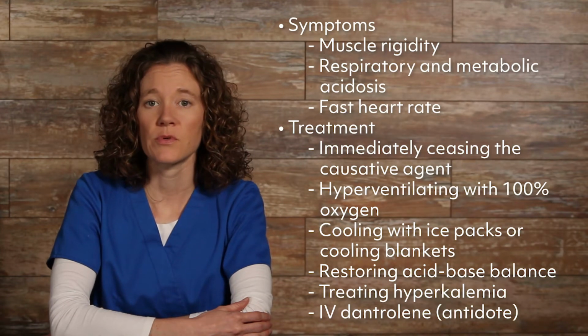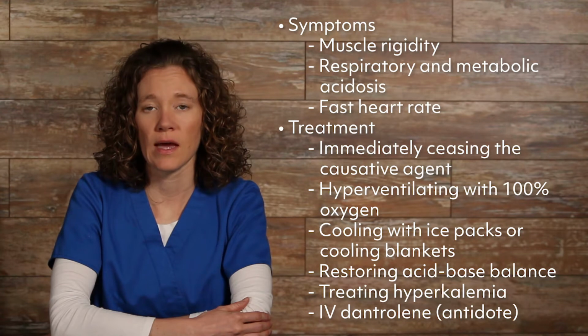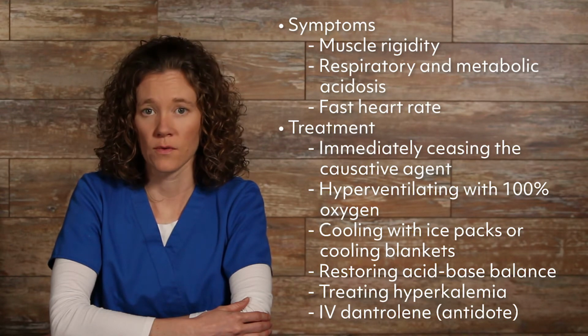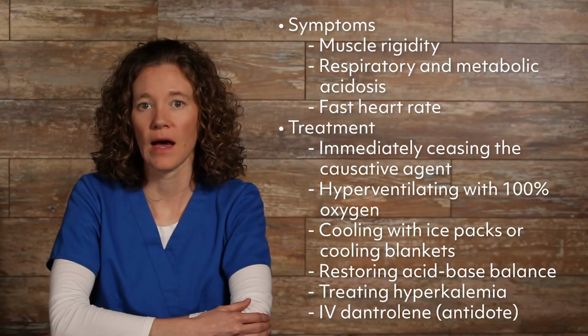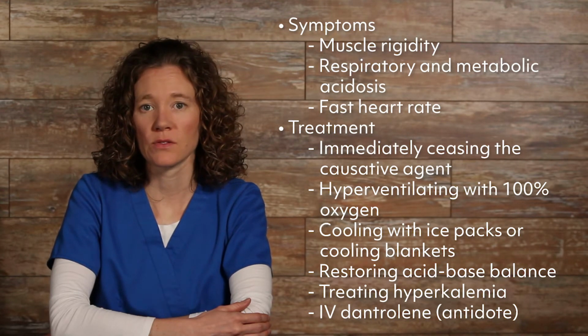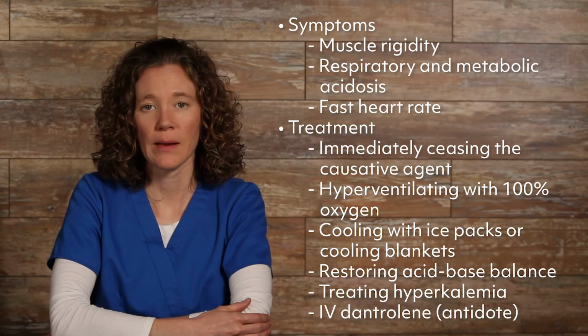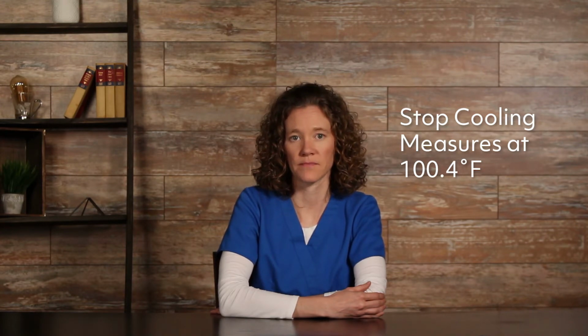Along with the rising temperature, symptoms include muscle rigidity, respiratory and metabolic acidosis, and a fast heart rate. Treatment includes immediately ceasing the causative agent, hyperventilating with 100% oxygen, cooling with ice packs or cooling blankets, restoring acid-base balance, treating hyperkalemia, and giving IV dantrolene, the antidote. Cooling measures should be stopped when the patient's temperature reaches 100.4 degrees Fahrenheit.